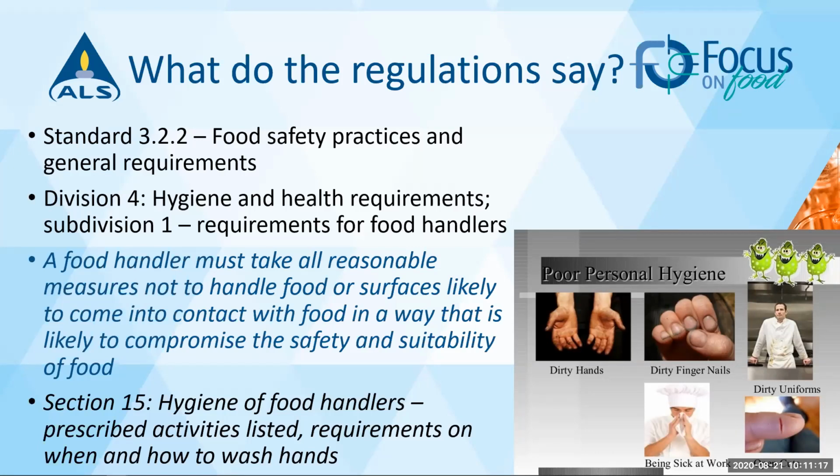The general requirement is that a food handler must take all reasonable measures not to handle food or food contact surfaces in a way that is likely to compromise the safety and suitability of the food. Apart from ensuring that they're physically well enough to handle food, workers must also ensure that their hands, clothes, and actions don't cause the food to become contaminated. So in the regulations, there's a list of activities that are not to be undertaken around food, such as spitting, sneezing, coughing, either on the food or on the food contact surfaces. This collection of practices and restrictions are known as basic food hygiene. Obviously, there's a requirement to wash your hands whenever they're likely to become a source of contamination of food, using soap and water.